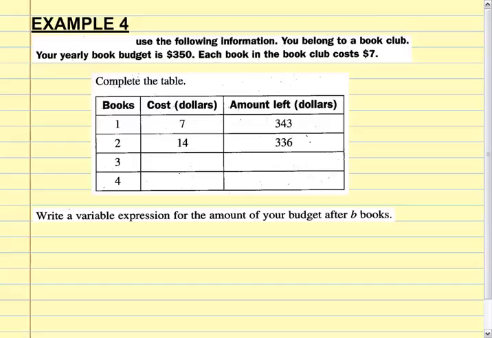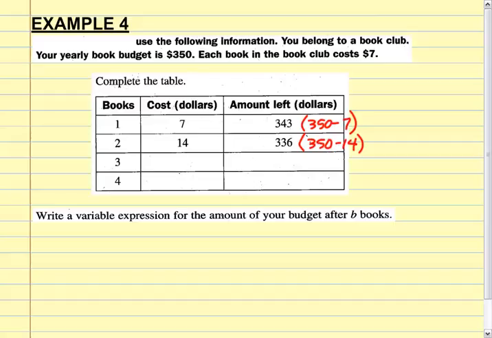How did I get this number? How did I get 343, Emma? 7 minus 350? That gives me negative 343, doesn't it? Oh, the order matters, doesn't it? 350 minus 7. So this is 350 minus 7. All right? 2 books cost me $14. I've got $336 left. Where did I get that from, Evan? 350 minus 14. Take 7 times the number of books and then take 350 minus that number.